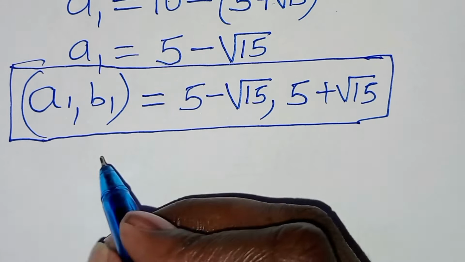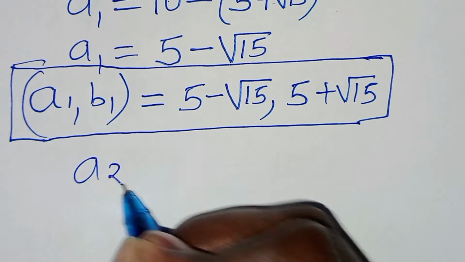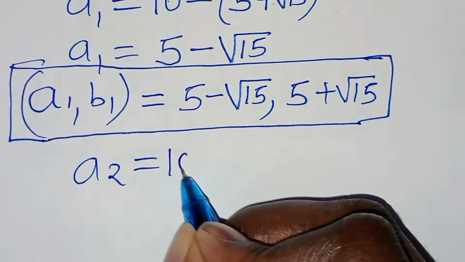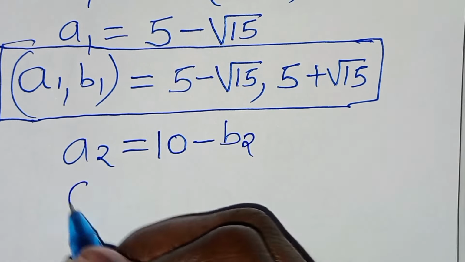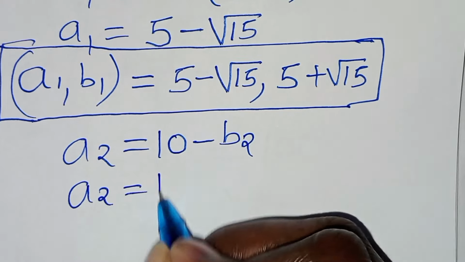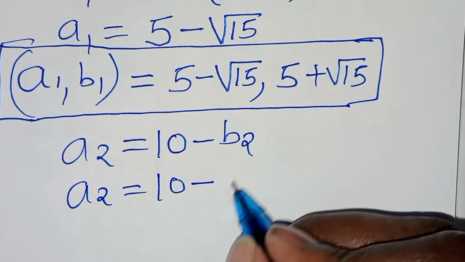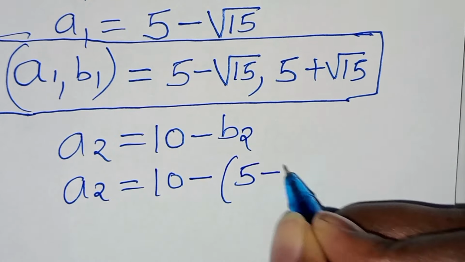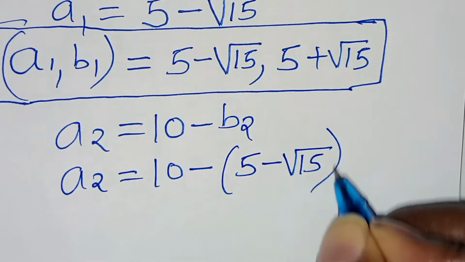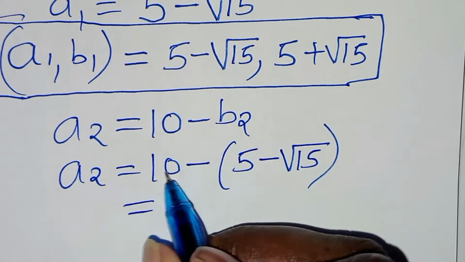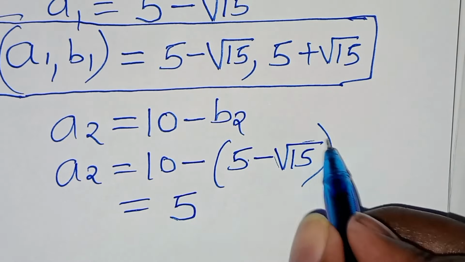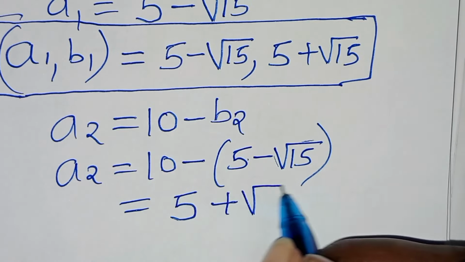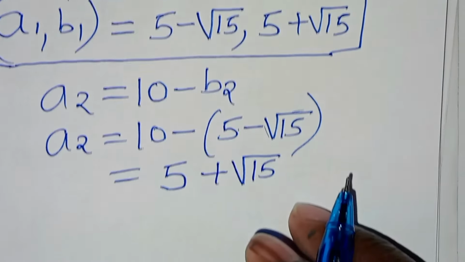So let's solve for a2 from here. a2 is equal to 10 minus b2. So this implies that a2 is equal to 10 minus b2, which is 5 minus square root of 15. So this is equal to 10 minus 5. This is 5. Minus times minus square root of 15. This is plus square root of 15.